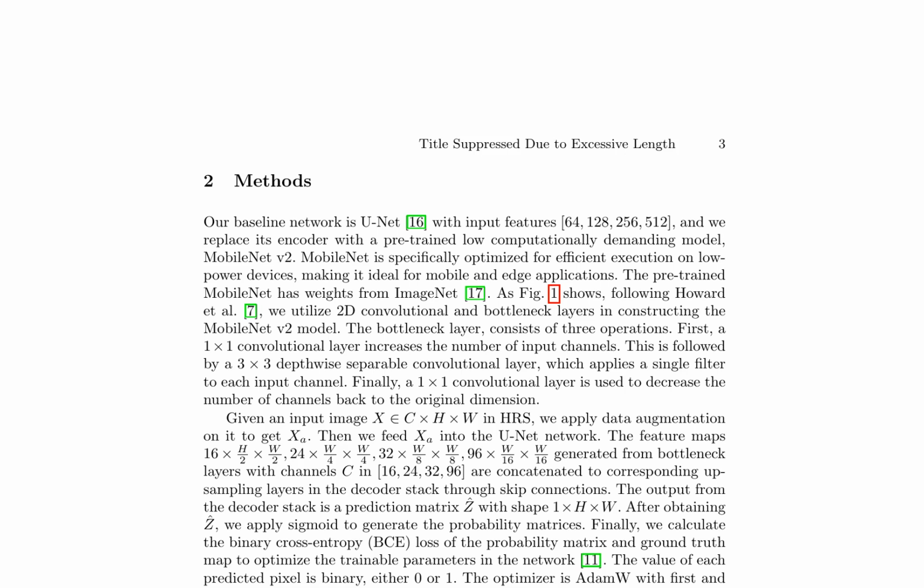on low-power devices. This is crucial for mobile and edge applications, where MobileNet v2 is specifically optimized. To generate feature maps, the authors utilize data augmentation and skip connections in the decoder stack, which are then concatenated with corresponding upsampling layers. The output is a prediction matrix, processed to calculate the binary cross-entropy loss. Optimization is achieved using AdamW.